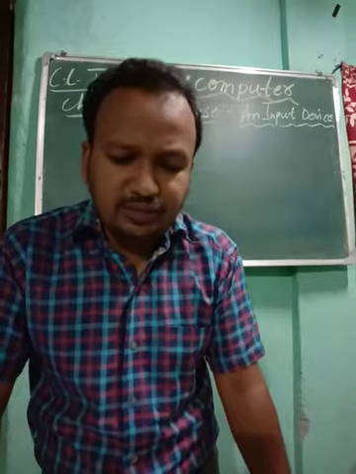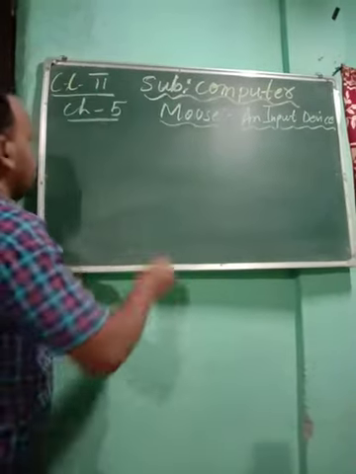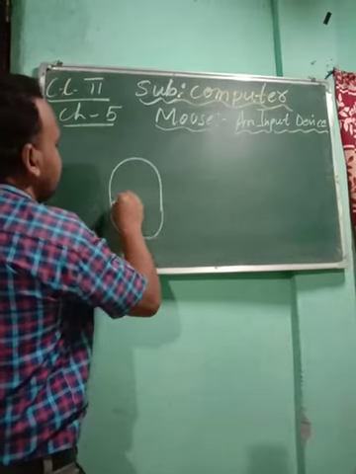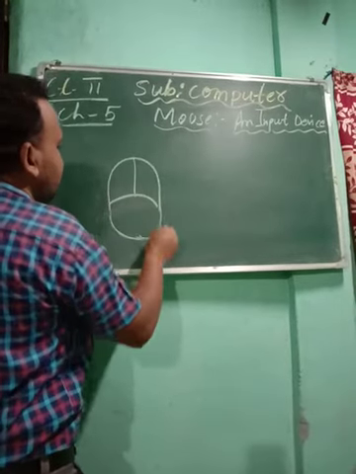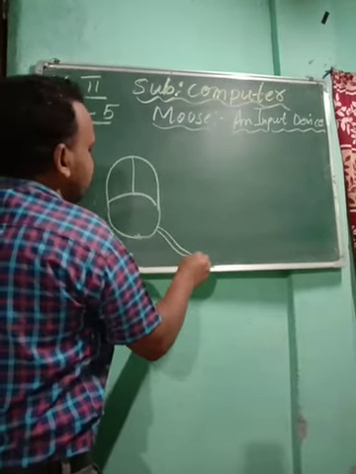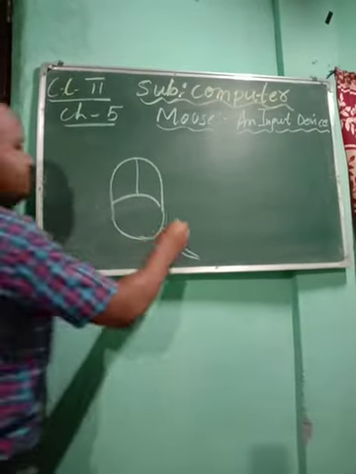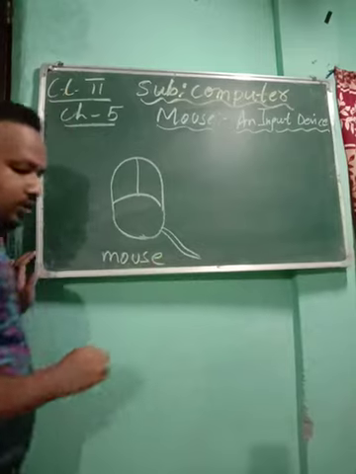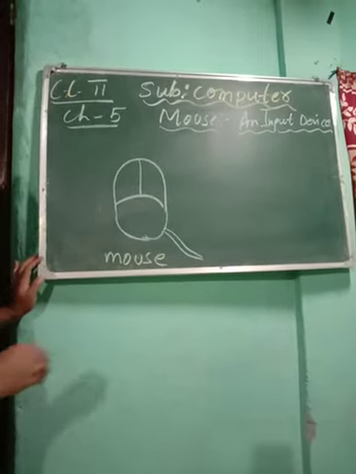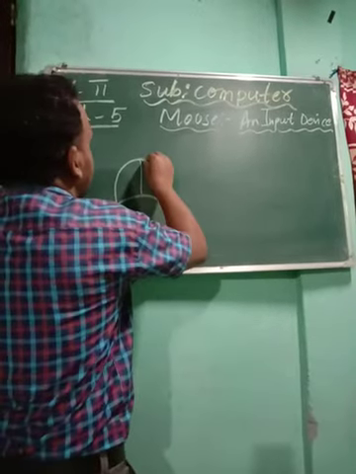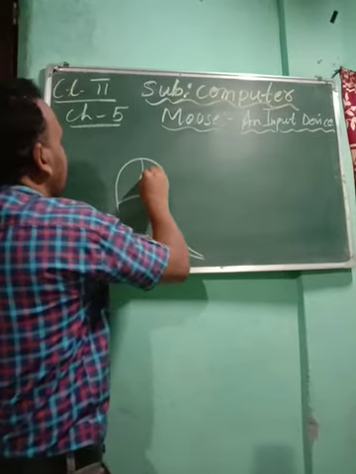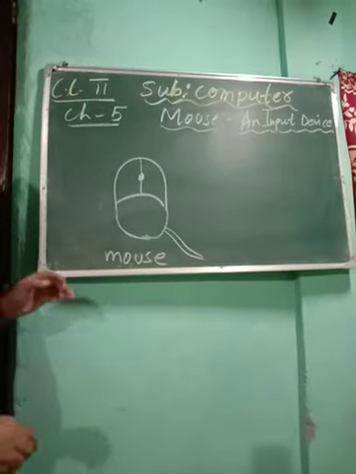First we will see a drawing of a mouse. In a computer you have a mouse, a computer mouse. This is your rough diagram. This is a computer mouse, M-O-U-S-E. In the middle you have a scroll wheel.